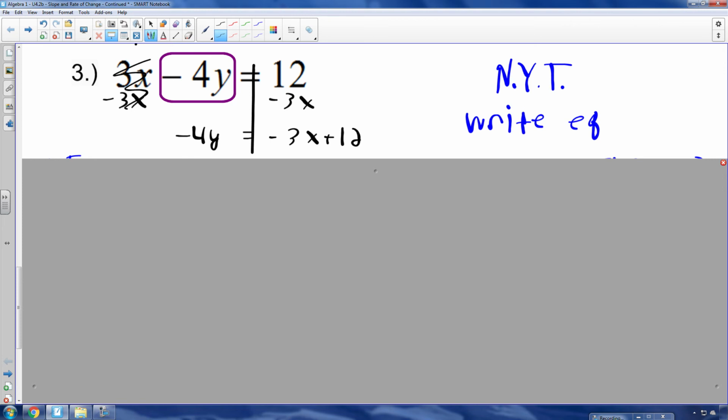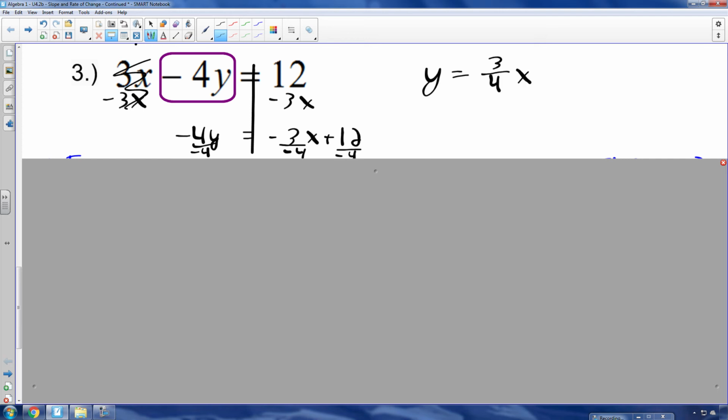How do you think you're going to get y alone? Because we want y alone, right? So to get y alone, we need to divide by negative 4. So we'll have y is equal to, and we're dividing by negative 4 each term, so y is equal to 3 over 4x minus 3. That's the slope-intercept form of the line.